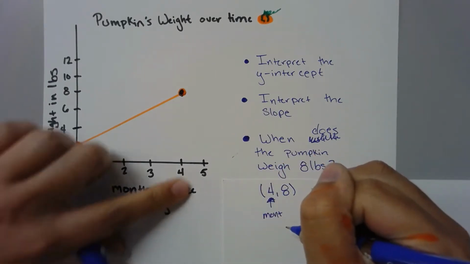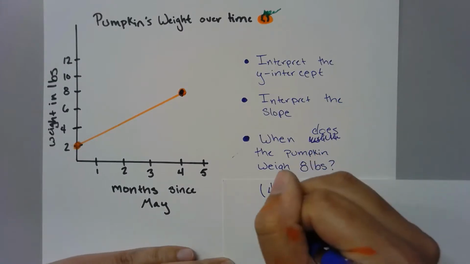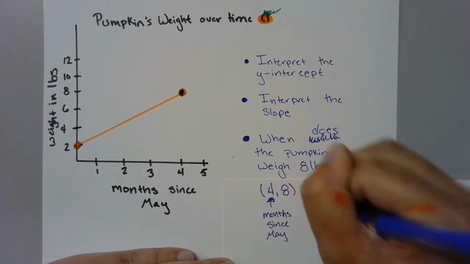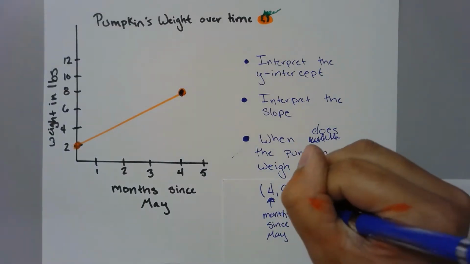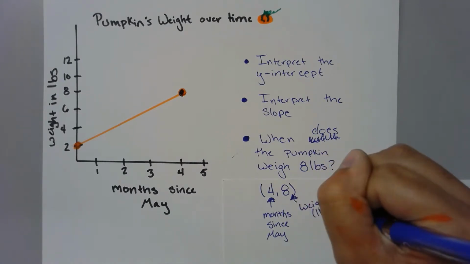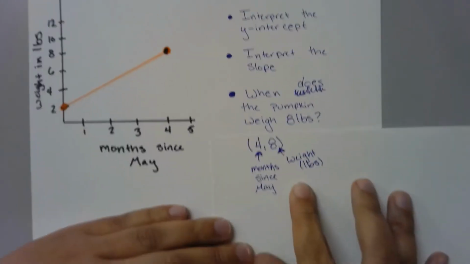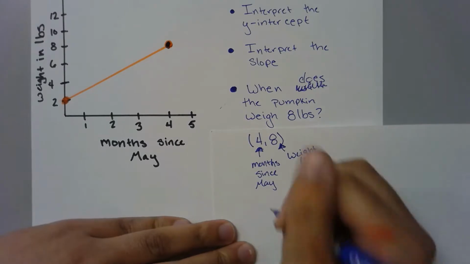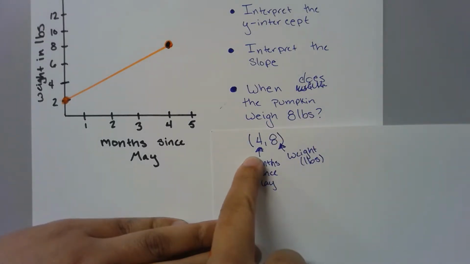because my x-axis, my value of 4 is an x value, measures months since May. That's what the x-axis represents. And my y-axis, like we already said, represents weight in pounds. And the weight in pounds is 8 because that's what we were looking for. So if I wanted to answer this question, when does the pumpkin weigh 8 pounds? Well, the pumpkin weighs 8 pounds 4 months after May.